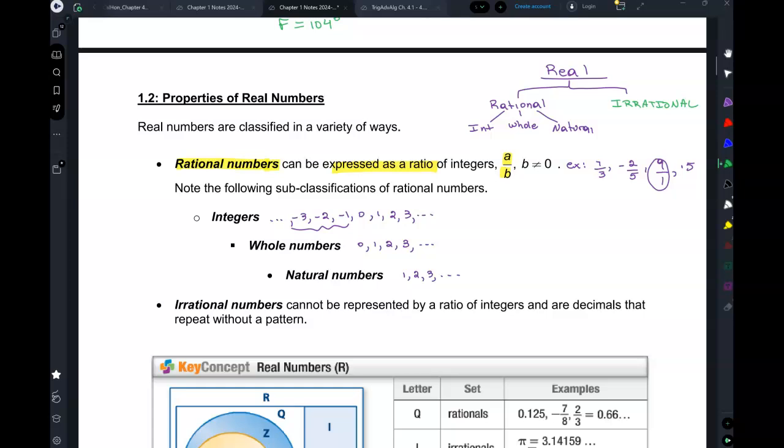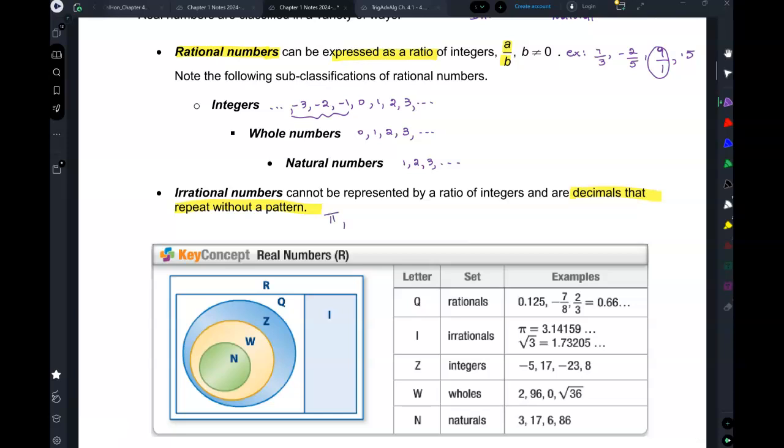Okay, so what's an irrational number? Well, what would an irrational person be like? Well, it would be somebody that you kind of can't make sense out of, right? There's like no rhyme or reason to them. That's what irrational numbers are. Irrational numbers cannot be expressed as a ratio. They're basically decimals that repeat without a pattern. Okay, what's the one number that just goes on and on and on and on and on forever?